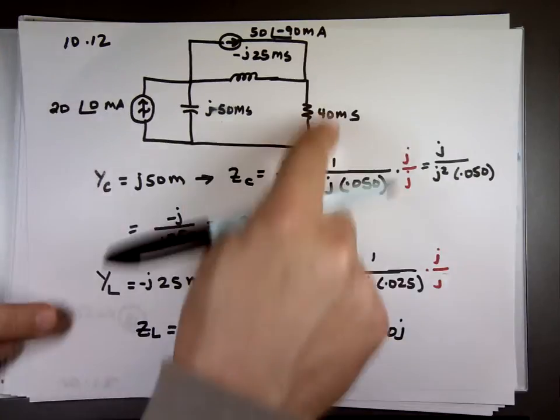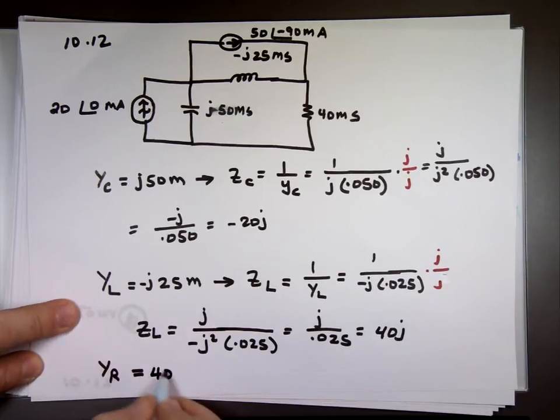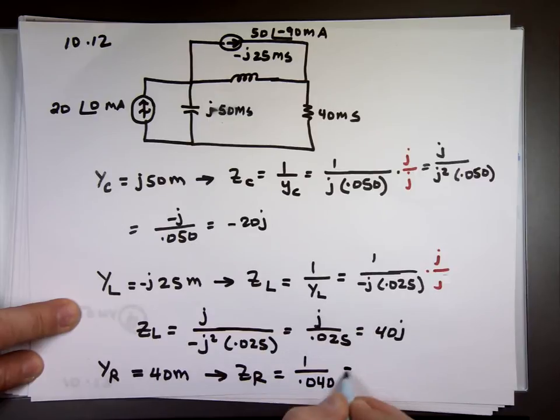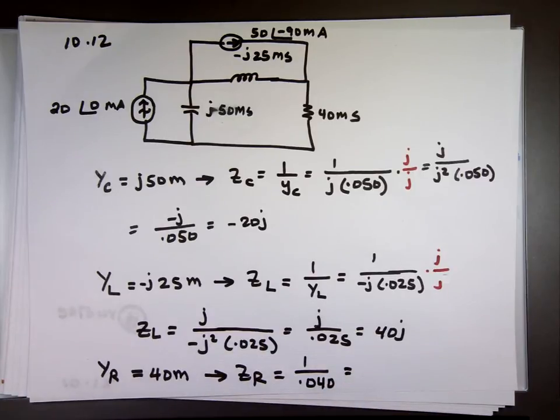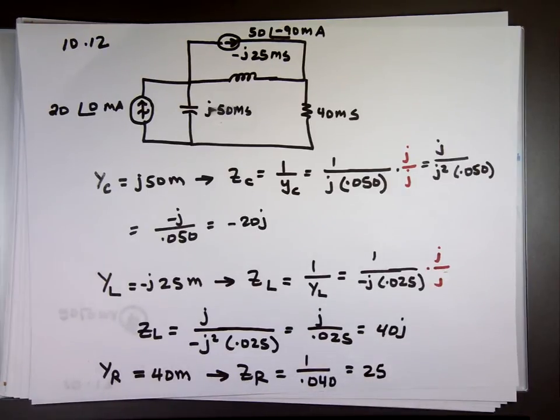And the last one, again, this is y for the resistor, which is 40 milli. Z for the resistor is going to be 1 over 40 milli, 0.040. 1 divided by 0.040, and that's 25 ohms. So if you want to turn them back to Z's or impedances instead of admittance, that's what you have.